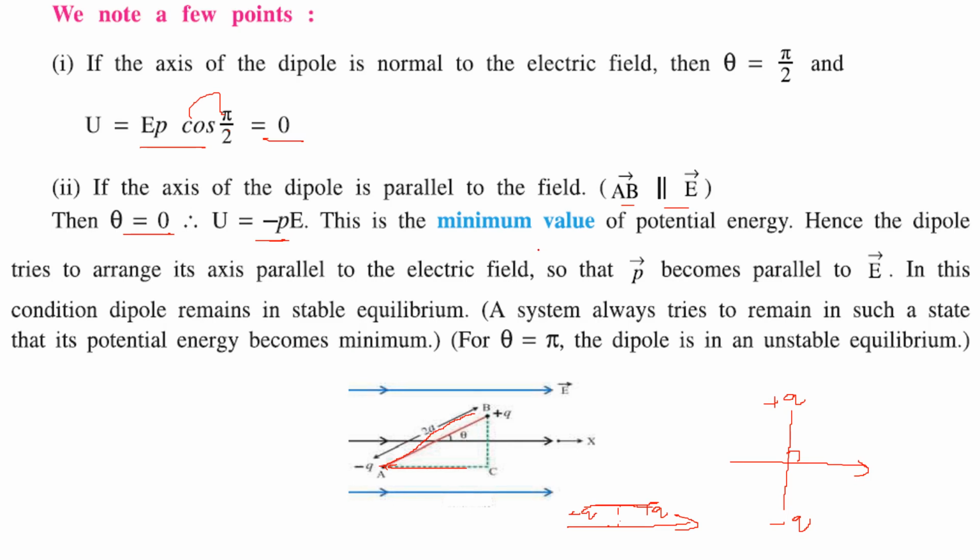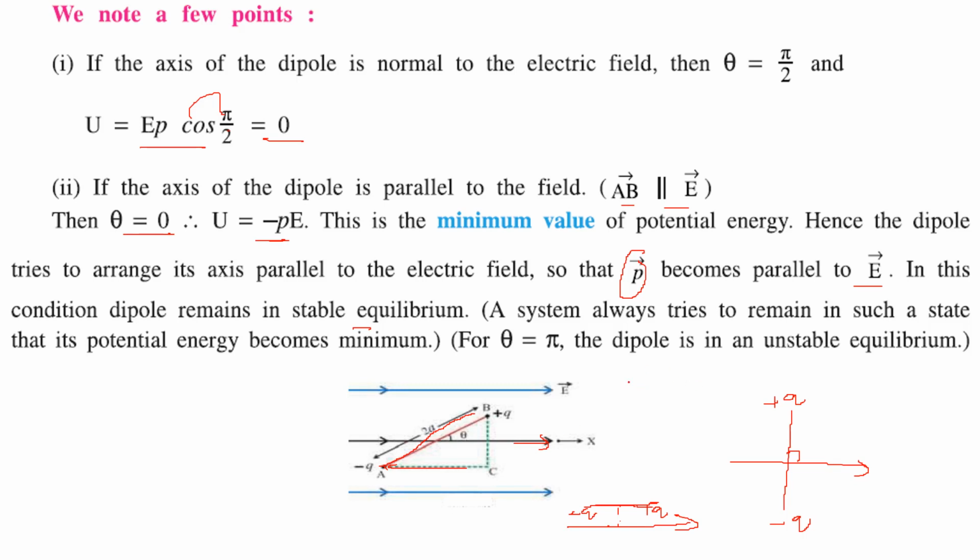So the dipole actually tries to arrange its axis parallel to the electric field. Everything wants to be in equilibrium and have minimum energy, so it will try to align to the direction of the electric field. So this dipole moment P becomes parallel to E. In this state, we say that the dipole is in stable equilibrium when the axis of the dipole and the electric field on this dipole are parallel.